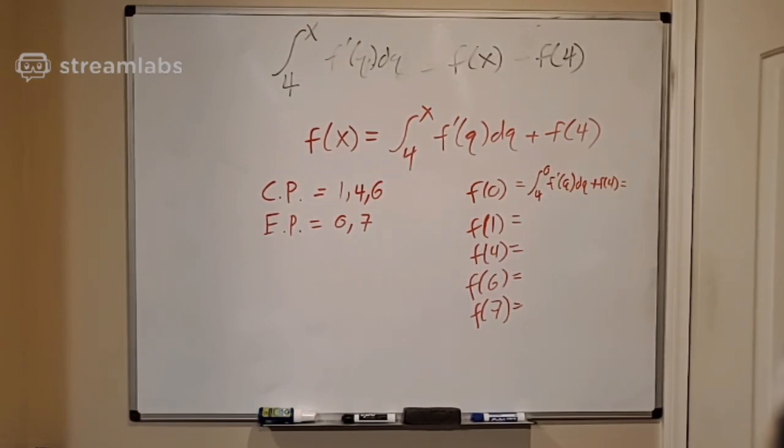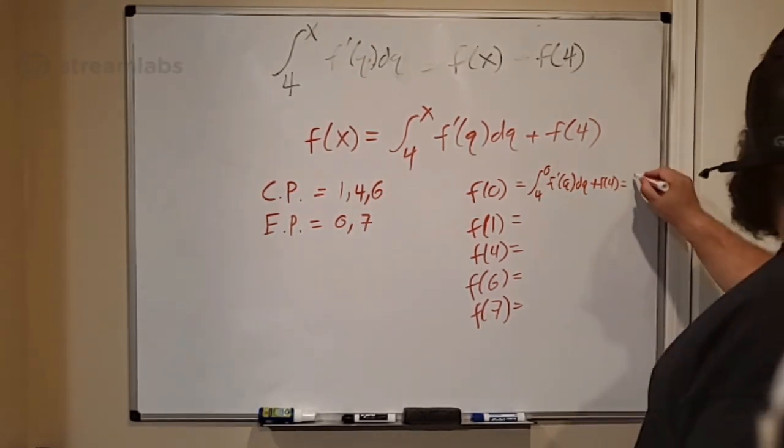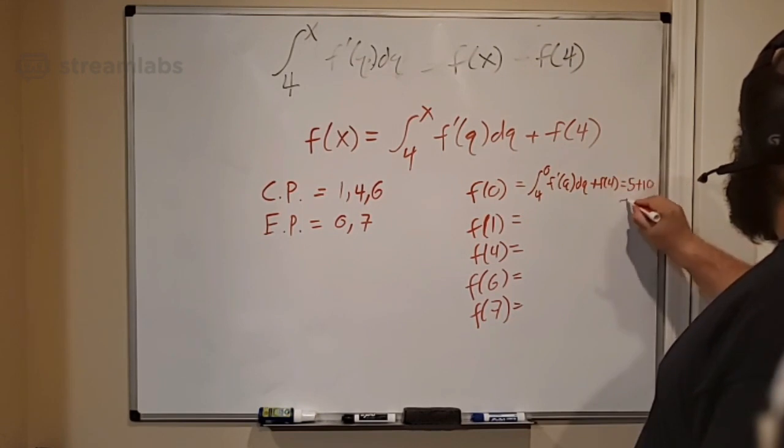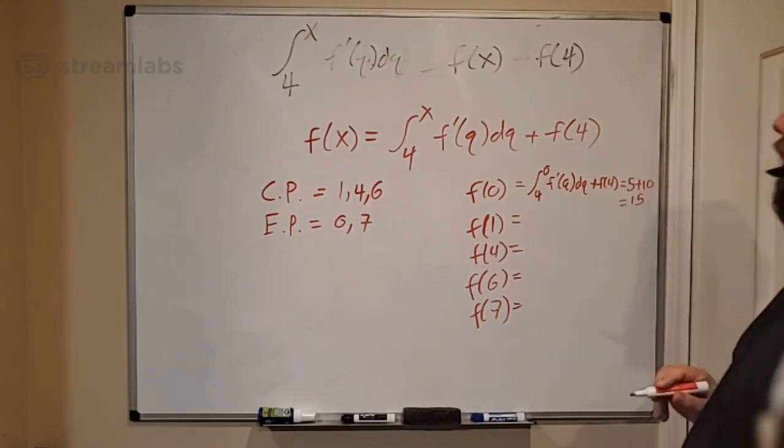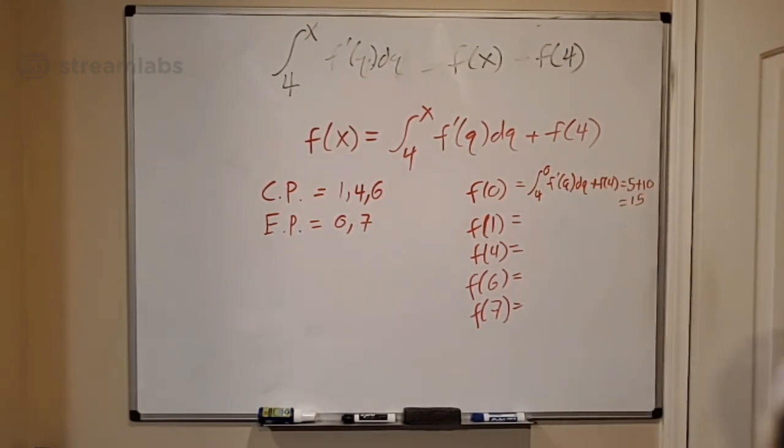So this will be 5 plus 10, which is equal to 15. Now on the rest of them, I'm not going to write out the integral. And my suggestion to you is on the AP test, I would, just to be cautious, probably write out all of them. However, you need to at minimum write out at least one.